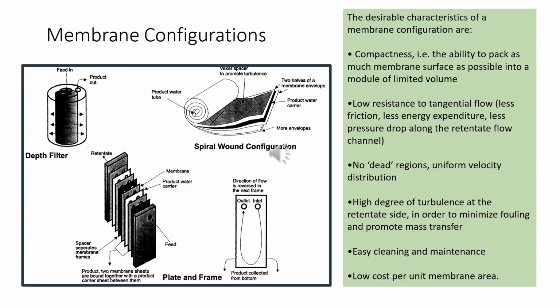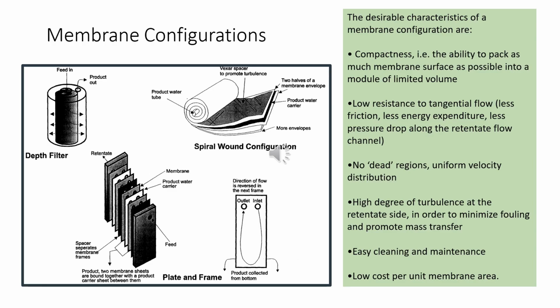All right, so now we talk about membrane configuration. We have a few different types of membrane configuration, as we can see in the picture here. So what is basically a membrane configuration? Membrane configuration refers to the geometry of the membrane and its position in space in relation to the flow of the feed fluid and the permeate. We can see we have a few different types of membrane configuration here. We have a depth filter, we have a spiral wound configuration, and also we have a plate and frame.